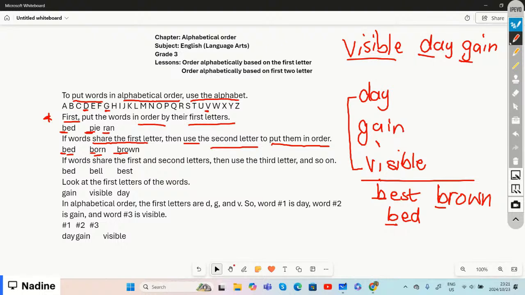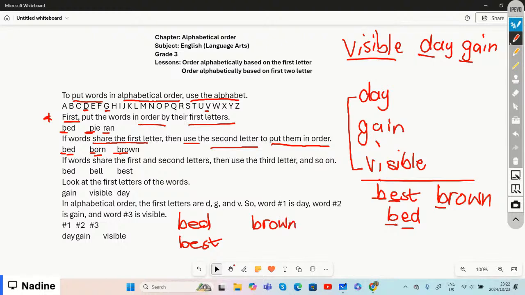So we have best, brown, and bed. Because they share the first letter, we go to the second letter. But now two of the words have E, which means we look at the third letter. If we look at the third letter, then yes, we have bed. Then which one is the next one? Yes, we have best. So basically bed, best, and brown.